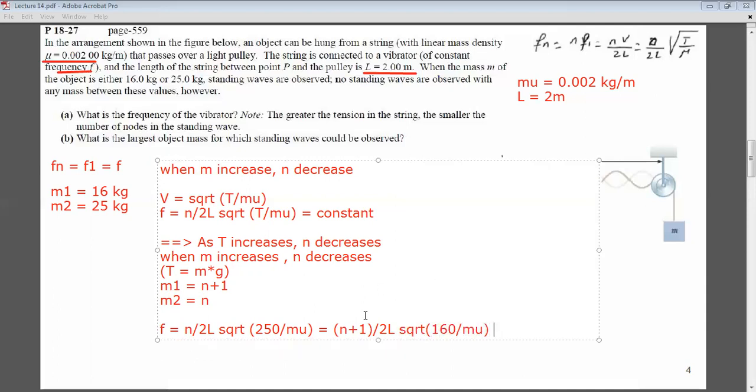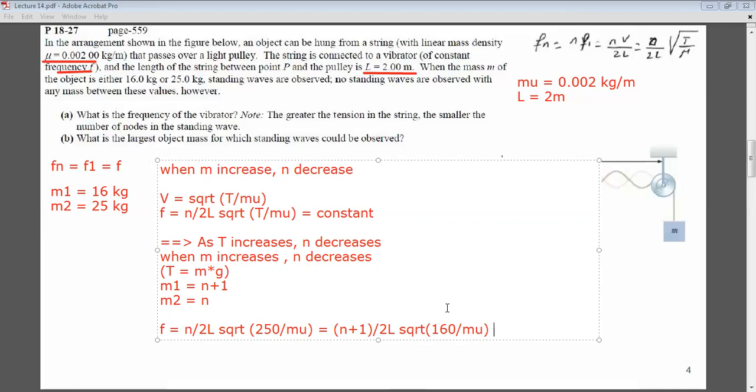So here I've just written this thing over here, that F is N over 2L square root T over mu. At N, we said that M1 refers to N plus 1 and M2 refers to N. So when I put N, I put M2 over here, times G, it becomes 250. And on the other side, I put N plus 1 for N. And for tension, I put M times G, which is 16 times 10, so it is 160 divided by mu.